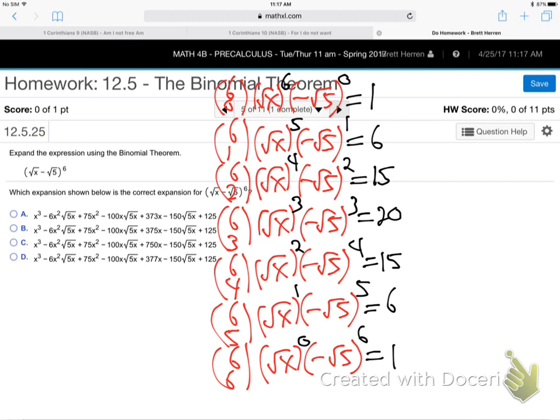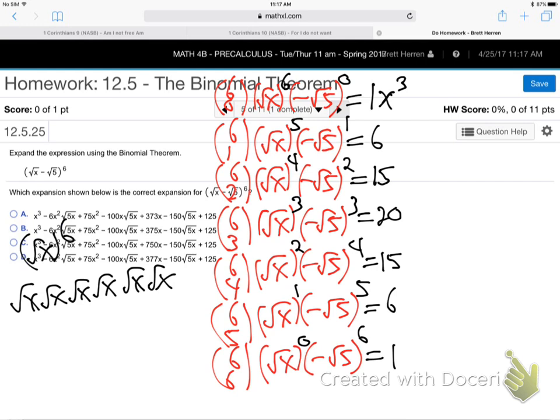So what is root x to the 6th power? Yeah, x to the 3rd. Everybody okay with that, right? Because every 2 roots make a regular x. So 2 root x's make a regular x. If I got 6 root x's, 4, 5, 6, every 2 makes a regular x, so it's x cubed. We good with that so far? And then times 1, because anything to the 0 power is 1. So that first term is just x cubed.